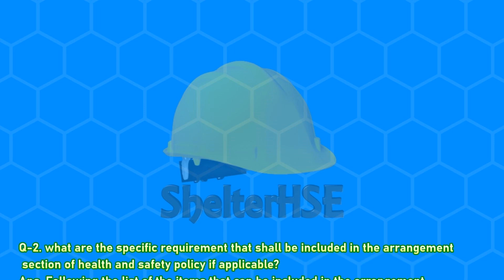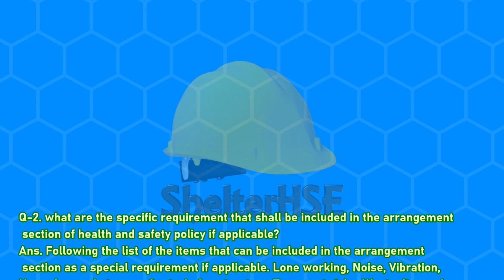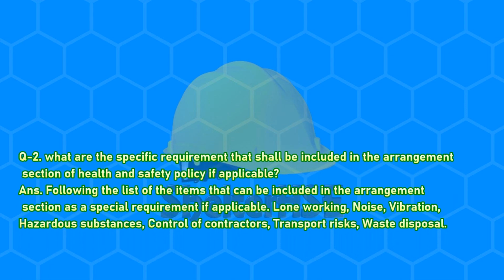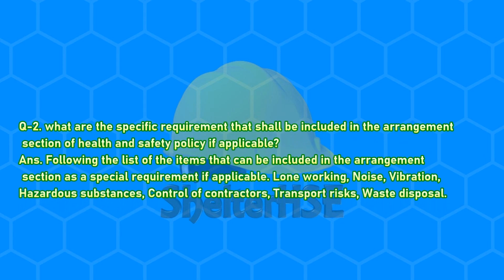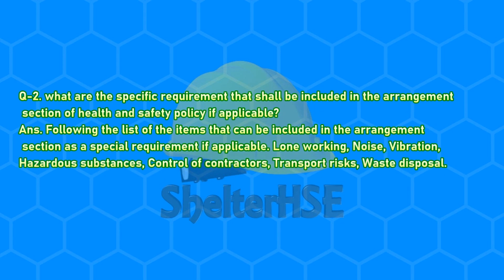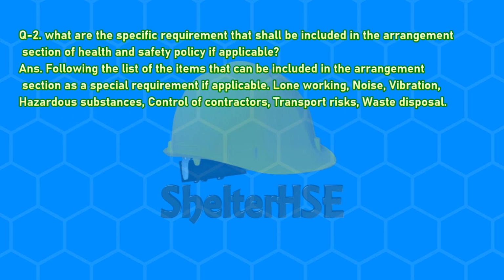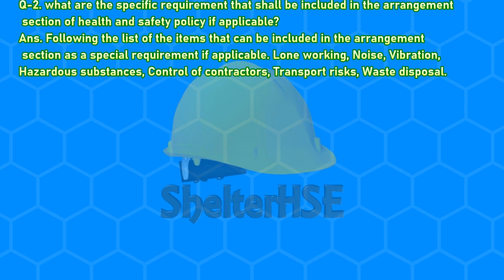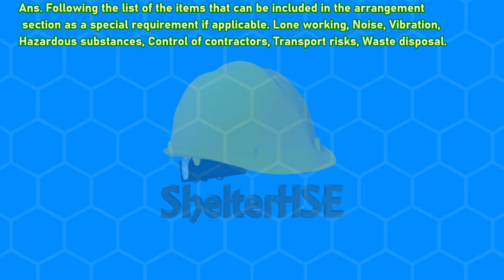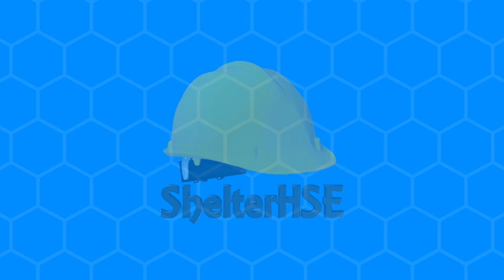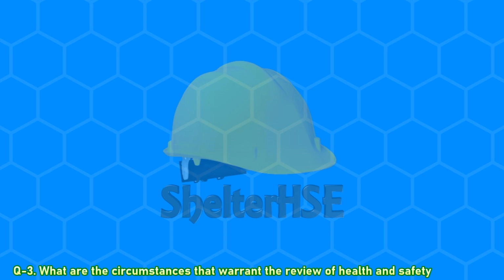Question 2. What are the specific requirements that shall be included in the arrangements section of the Health and Safety Policy, if applicable? Answer. Following is the list of items that can be included in the arrangements section as special requirements, if applicable: lone working, noise, vibration, hazardous substances, control of contractors, transport risks, waste disposal.